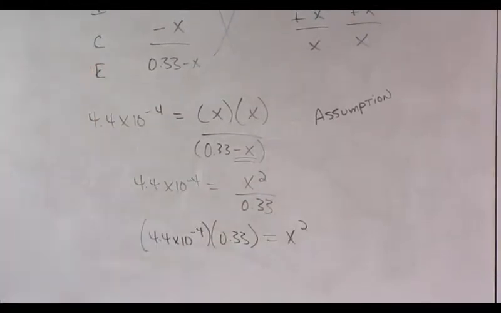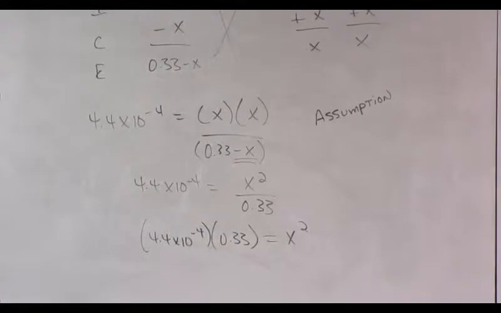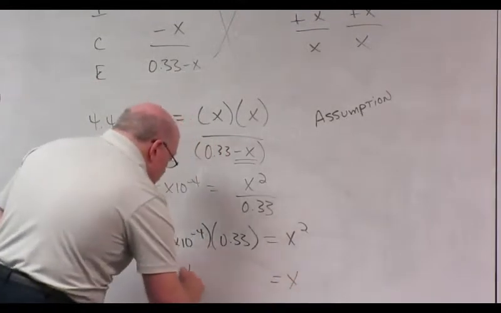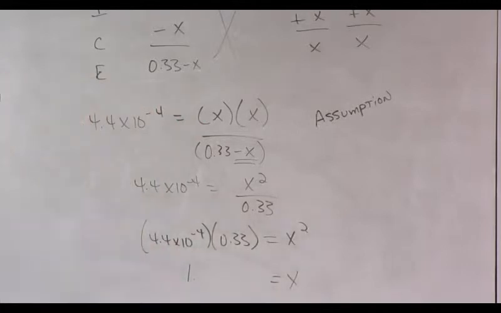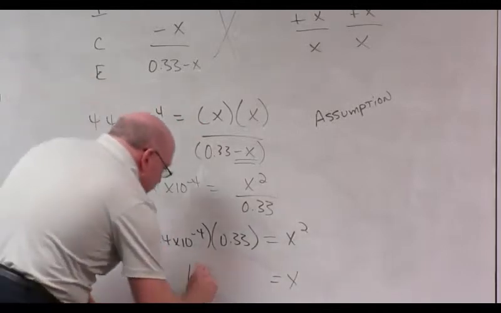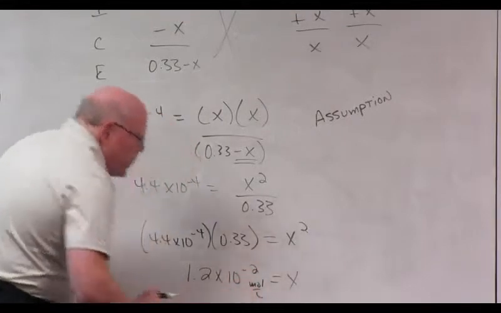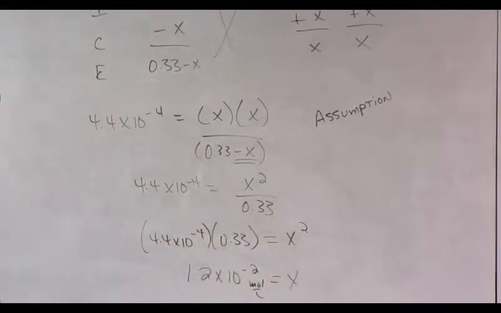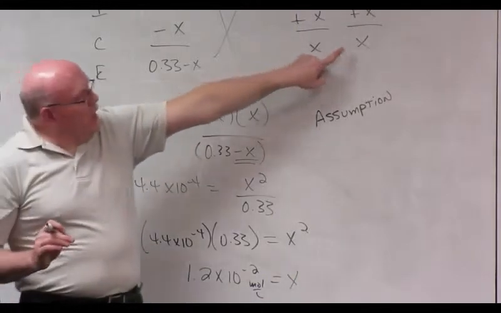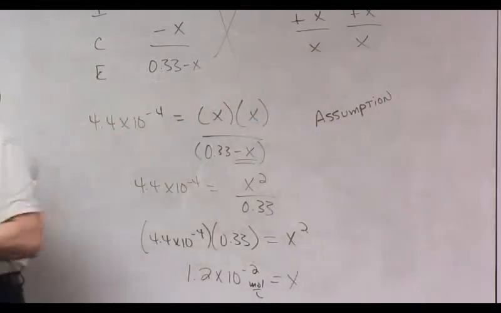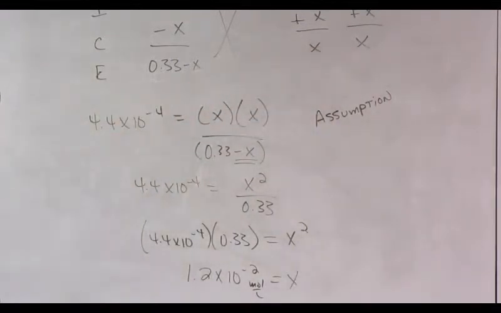Multiply and take the square root, and the X that we get is 1.2 times 10 to the minus second. Marrying back to the table, that is our X value, our OH minus concentration. So now we have it. All we have to do is validate the assumption.